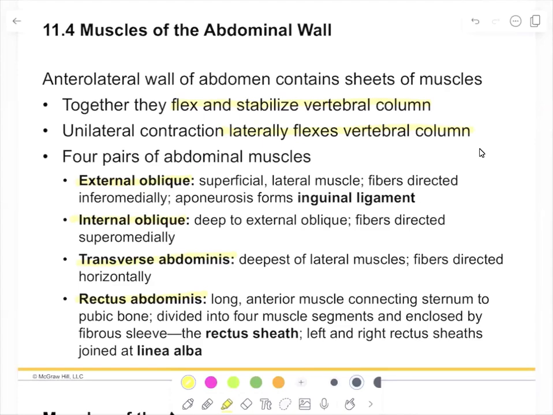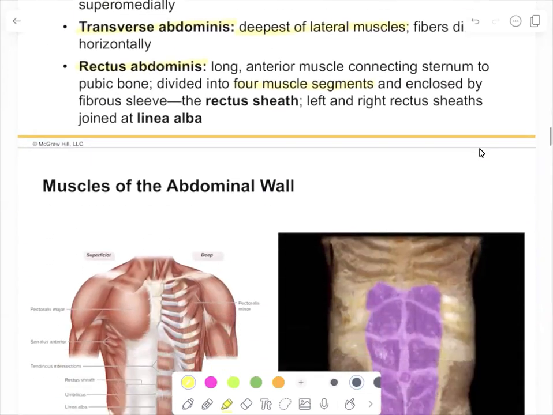The external oblique is the most superficial lateral muscle. The internal oblique is deep to that external oblique, and the fibers go in the opposite direction. The deepest of all of these muscles would be the transverse abdominis, which kind of wraps like a belt around our abdominal wall. And then what looks like a six-pack is the rectus abdominis. It's a long anterior muscle connecting the sternum to the pubic bone, dividing into four muscle segments, and the fascicles run in a parallel direction.